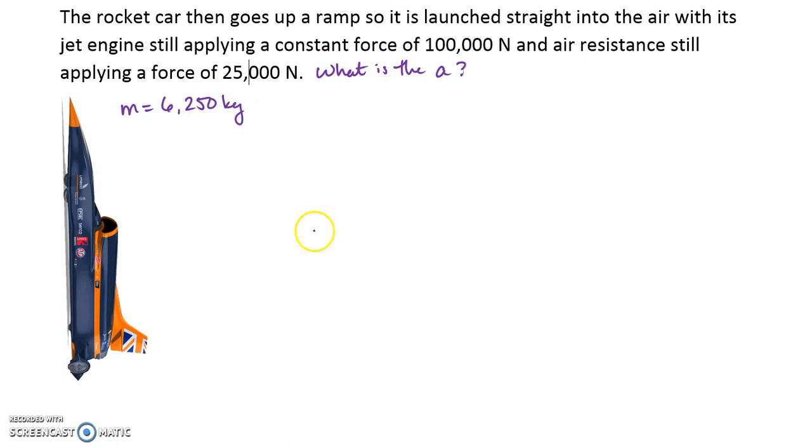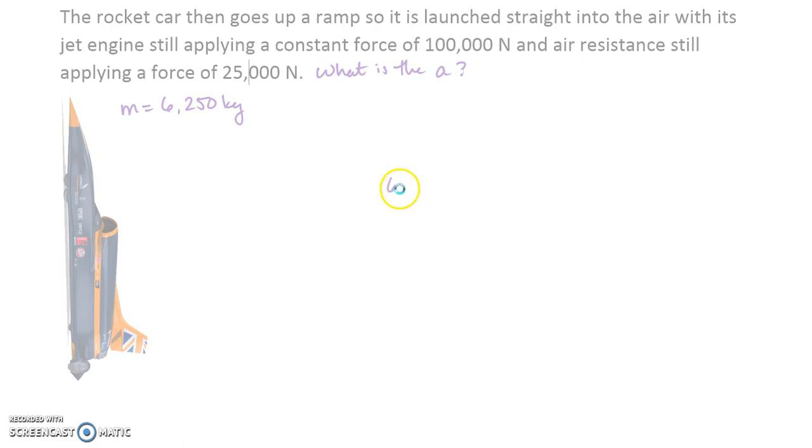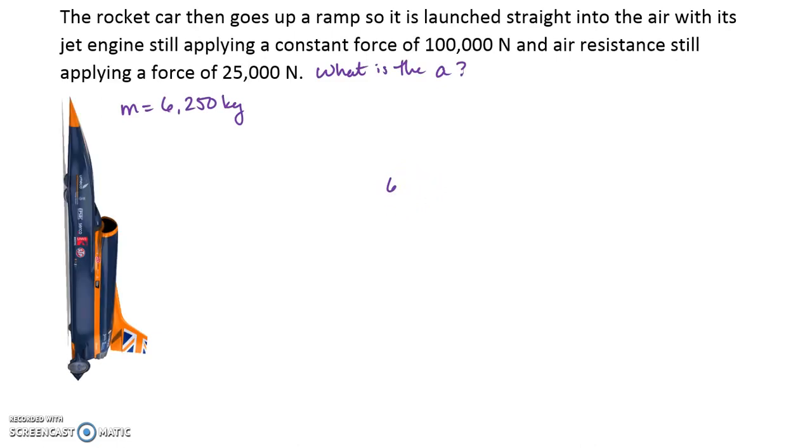So, same steps. Draw my force diagram. So I'm going to draw myself a rocket car with a mass of 6,250 kilograms. Okay, sorry about that. Computer hated me. Okay, we're back. So I'm drawing my rocket here. So 6,250 kilograms is the mass. Oh, look at that beautiful rocket picture.